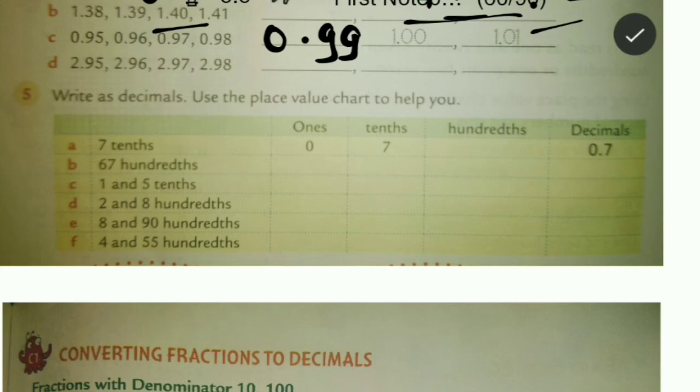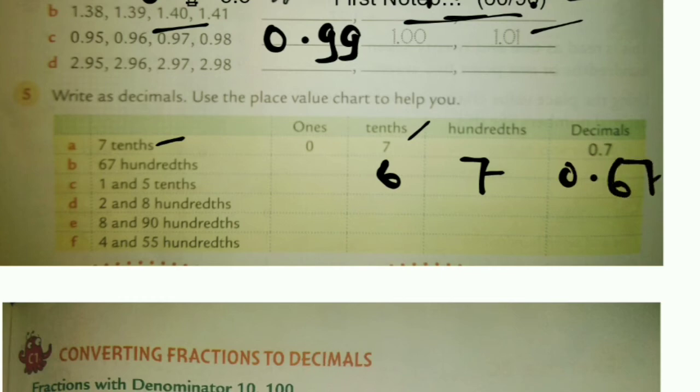Next, question number 5. Write as decimal. Use the place value chart to help you. 7/10, 10th means after decimal. Okay, so we can write here 67/100. 67/100 means 6 and 7. So this we can write like this, 0.67. Next is 1 and 5/10th.